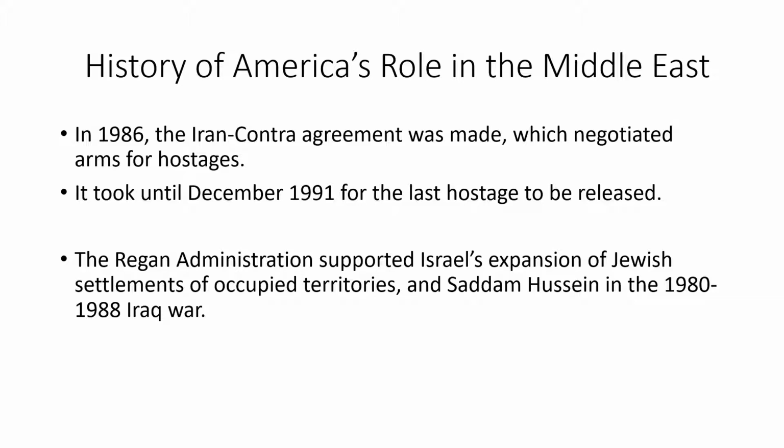The Reagan administration supported Israel's expansion of Jewish settlements in occupied territories and Saddam Hussein in the 1988 Iraq War. As far as the Iran-Contra agreement goes, the Reagan administration got a lot of backlash because many people thought the United States was negotiating with terrorists.